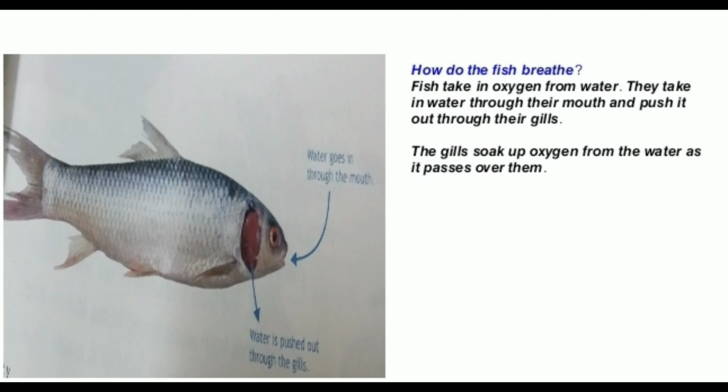How do the fish breathe? Fish take in oxygen from water. Water has air mixed in it. They take in water through their mouth and push it out through their gills. The gills soak up oxygen from the water as it passes over them.